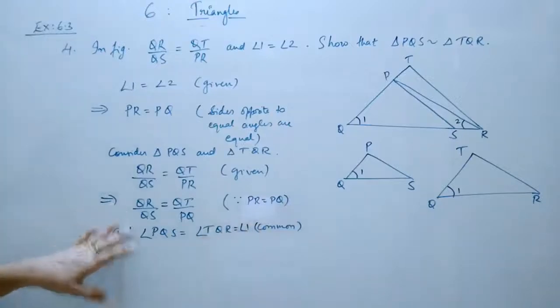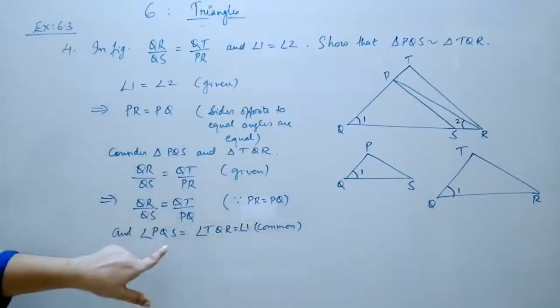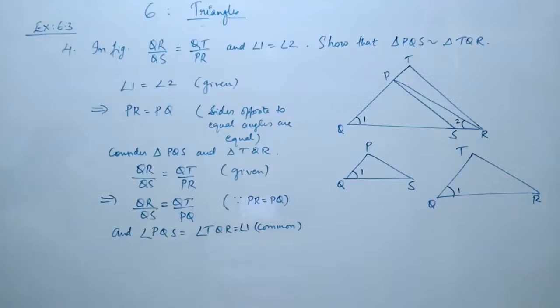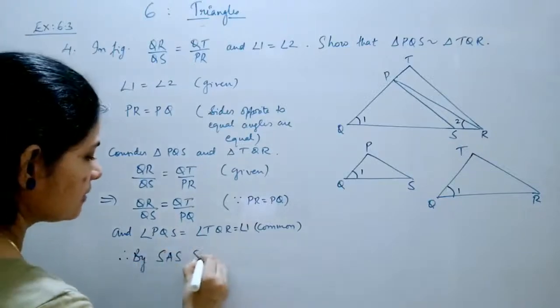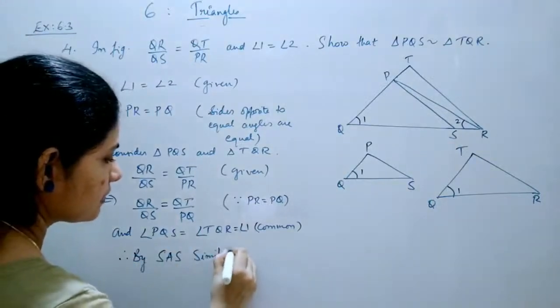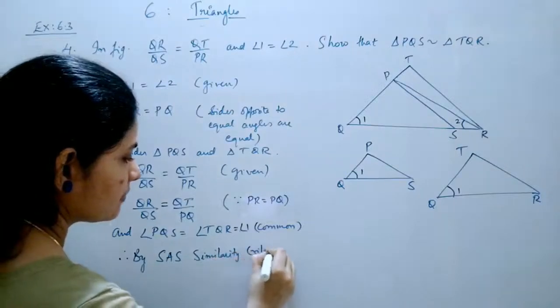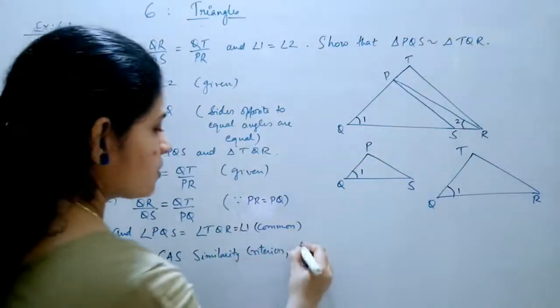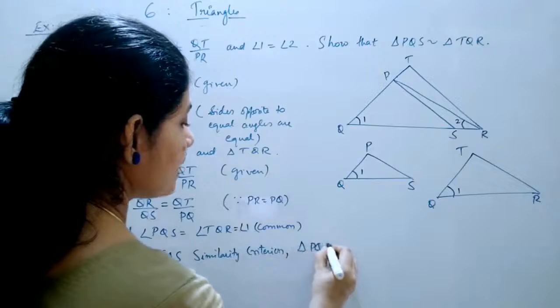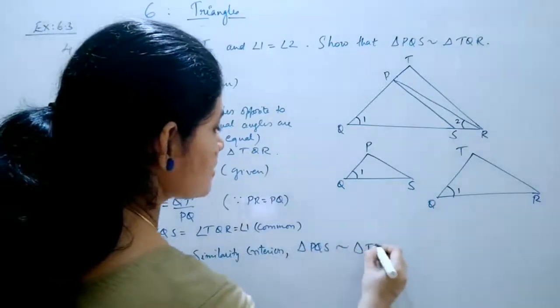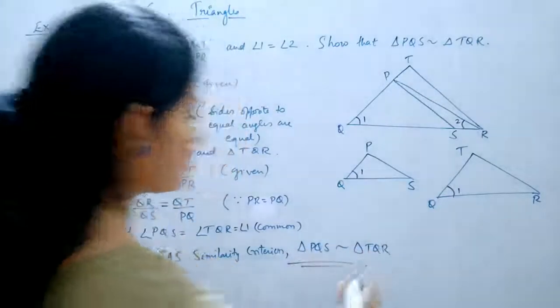So you got the concept, two sides are proportional and included angle is equal for both the triangles. So you can say, therefore, by which criterion will you get the two triangles to be similar? By SAS similarity criterion, triangle PQS is similar to triangle TQR. Okay.